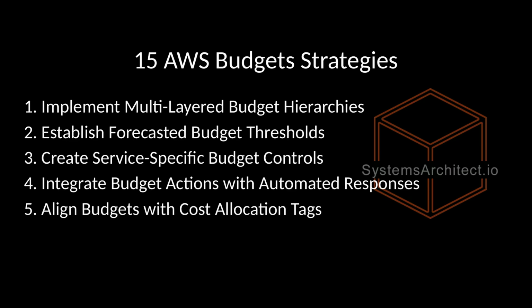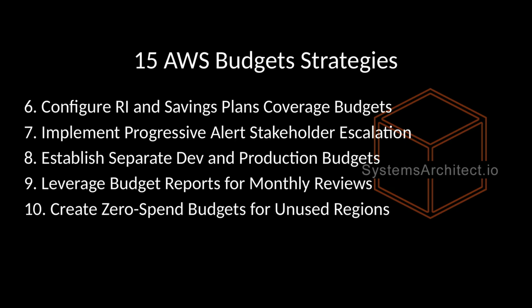1. Implement multi-layered budget hierarchies. 2. Establish forecasted budget thresholds. 3. Create service-specific budget controls. 4. Integrate budget actions with automated responses. 5. Align budgets with cost allocation tags. 6. Configure reserved instance and savings plans coverage budgets. 7. Implement progressive alert stakeholder escalation. 8. Establish separate development and production budget strategies.